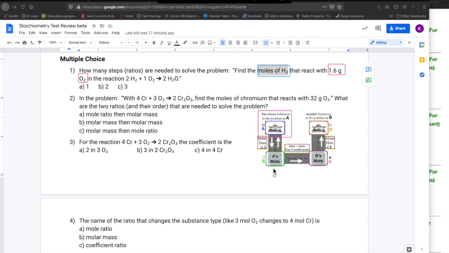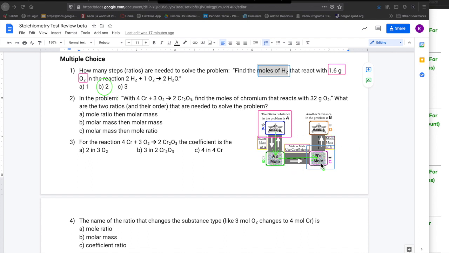This part's mass, this part's moles. And then here's where you're going. This is the other substance in the problem, and we're going somewhere else. We're actually going down here into moles of a different substance completely. So when you use the mole roadmap, this means that there are two steps, one step, two step. So that's this answer. So each problem can be followed by the mole roadmap each way.